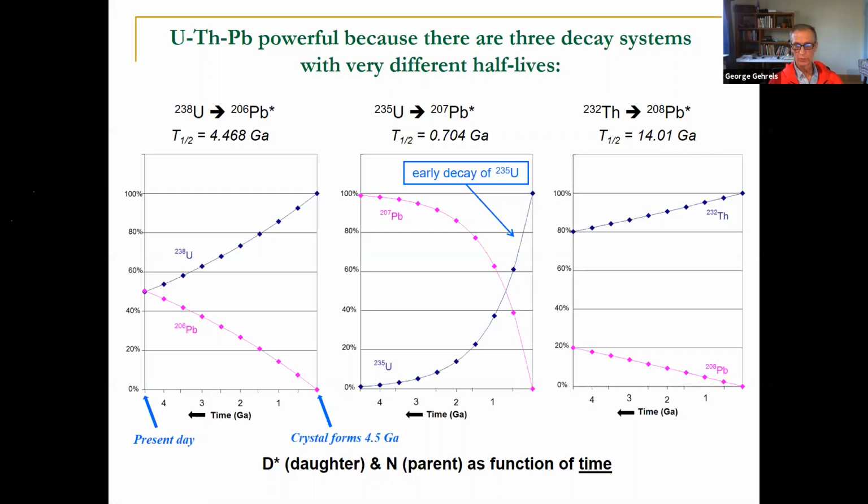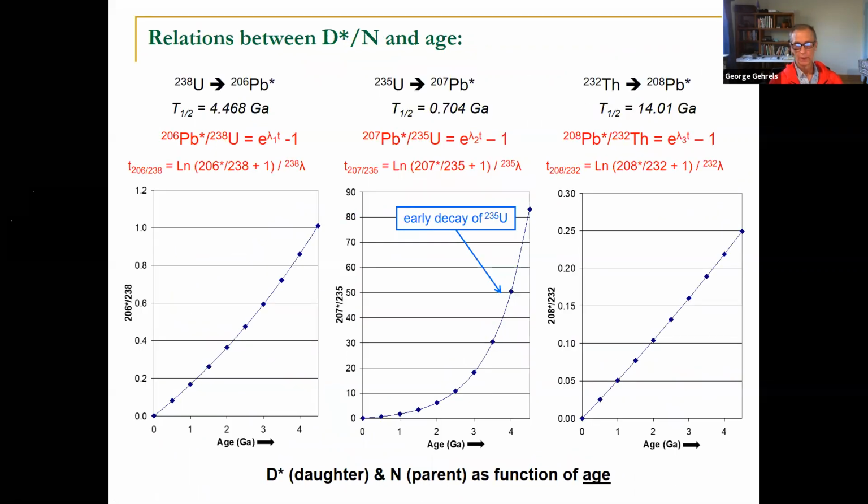So that's how we do it through time, but that's not really of interest to us, right? More interesting for us is how we look at these patterns as a function of age. So here's how now we're changing that decay equation, and now we're looking at this in terms of age. We'll start off left, 238 to 206, same half-life.